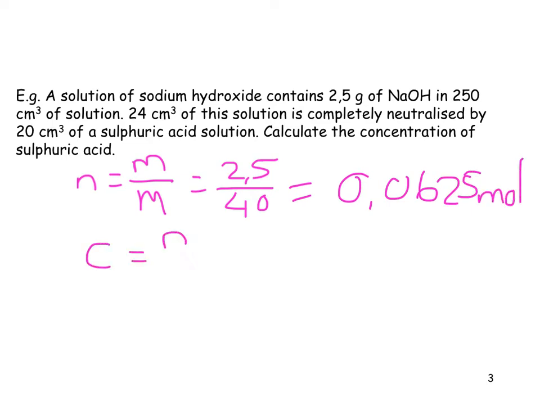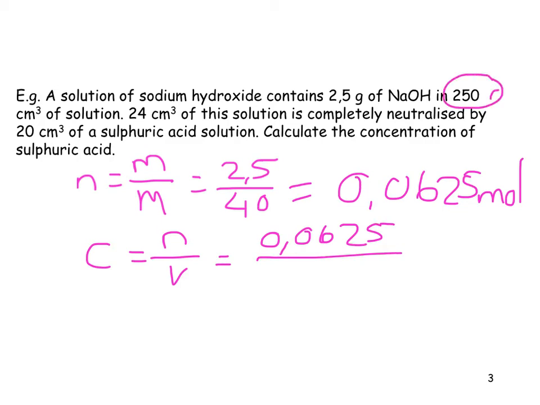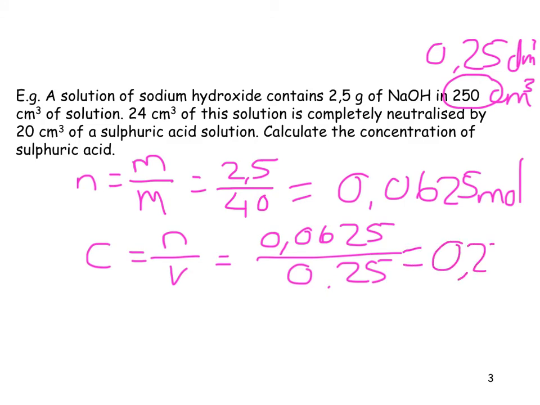Concentration is equal to number of moles divided by volume. So that is 0,0625 divided by 250 centimeters cubed, which is going to become 0,25 decimeters cubed. Remember, you divide by 1,000 because of the cubic function. So that's going to be equal to 0,25 moles per cubic decimeter, which I can abbreviate to a capital M, in other words, molar solution. So that's our standard solution.